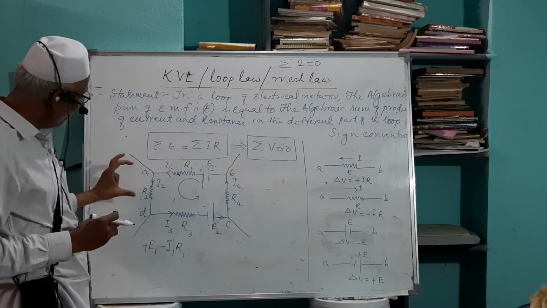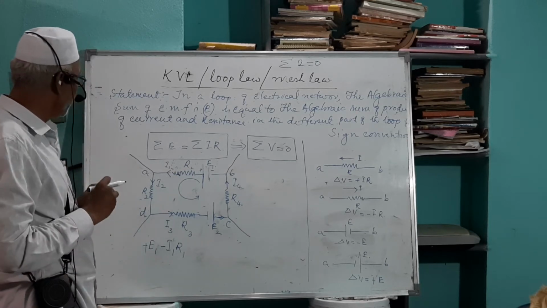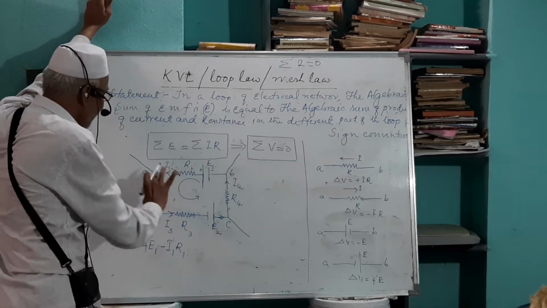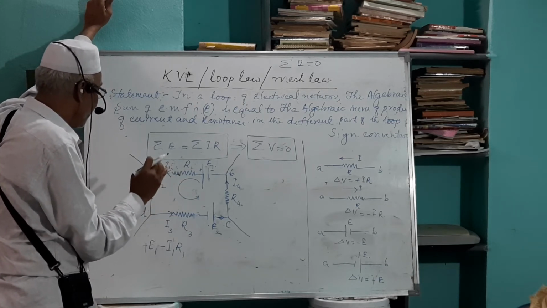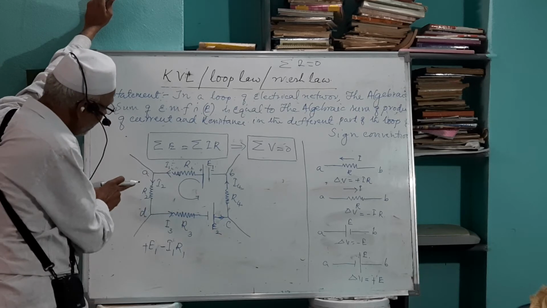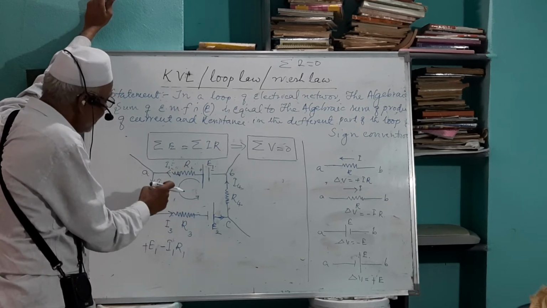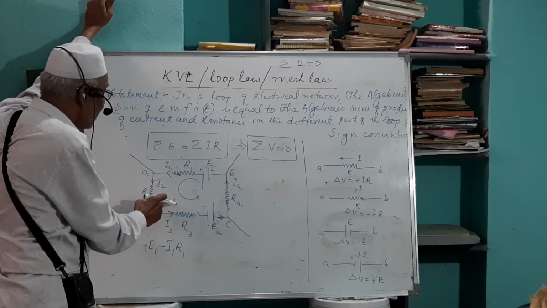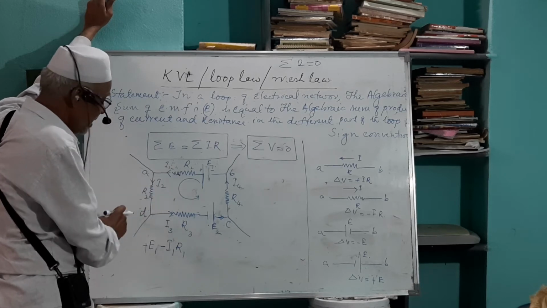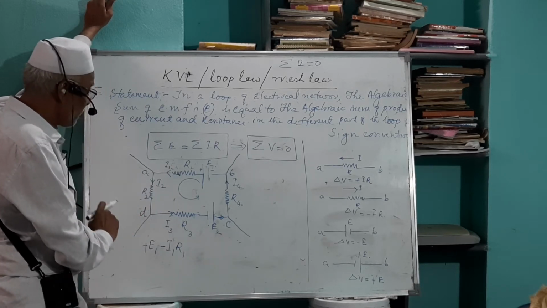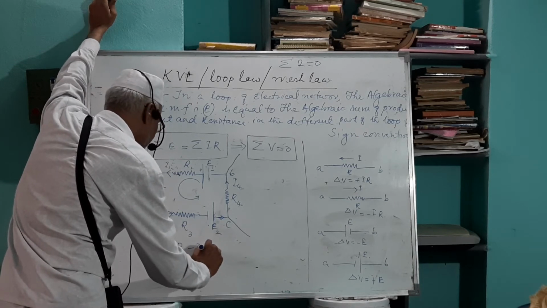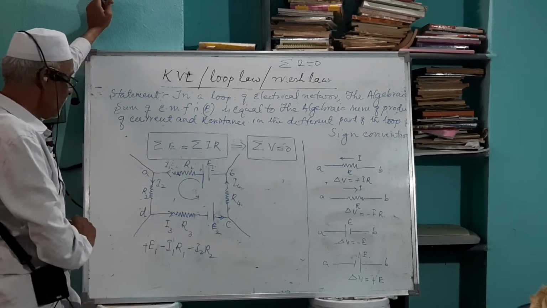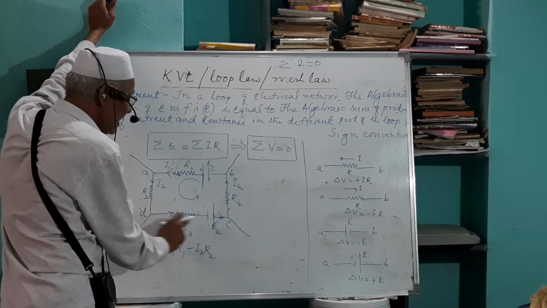Similarly, you come to the AD branch. In the AD branch there is no cell, you just have to multiply the IR product. See, you are rotating this mesh in the anti-clockwise direction. Current is also moving in the same direction. If it is the case, the IR product is taken to be minus I2 R2.